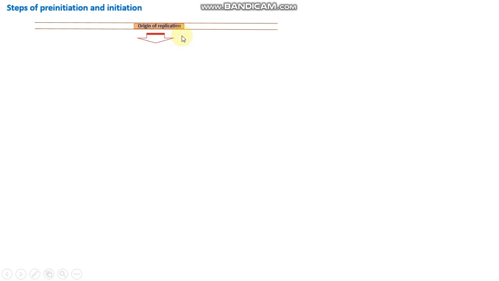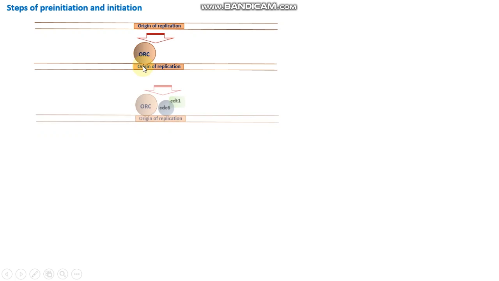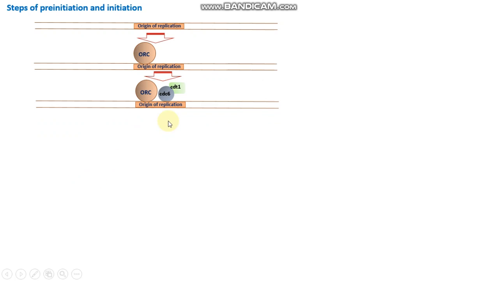As we know, in eukaryotes we have origins of replication in our genome. There are multiple origins of replication, whereas there is only a single origin of replication in the prokaryote. Here is one complex, the ORC complex, the origin recognition complex, and this complex comes, recognizes the origin of replication site and binds there. Upon binding of the ORC complex, it recruits two different proteins, CDC6 and CDT1.